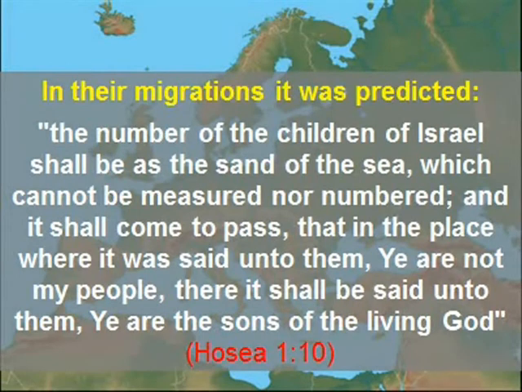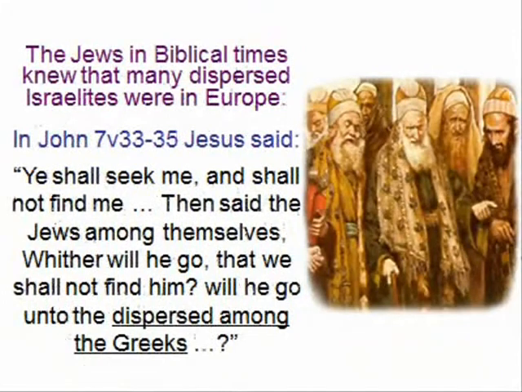The Jews in biblical times knew that many dispersed Israelites were in Europe. In John 7, Jesus said, Ye shall seek me, and shall not find me. Then said the Jews among themselves, Whither will he go, that we shall not find him? Will he go into the dispersed amongst the Greeks?